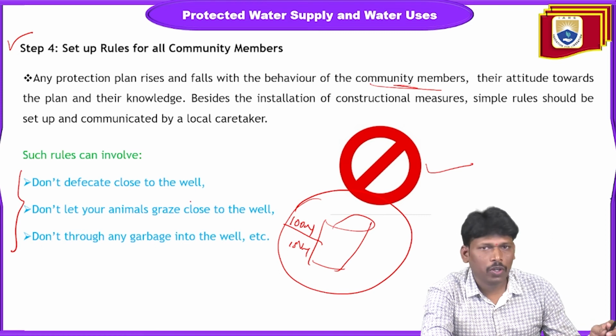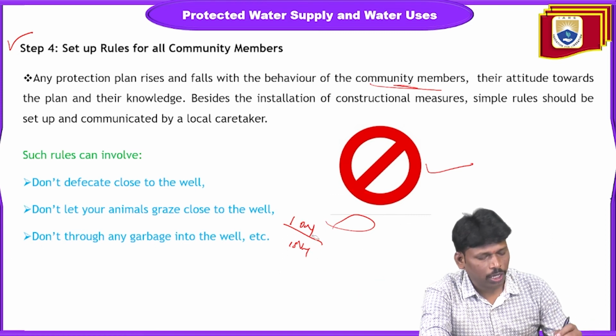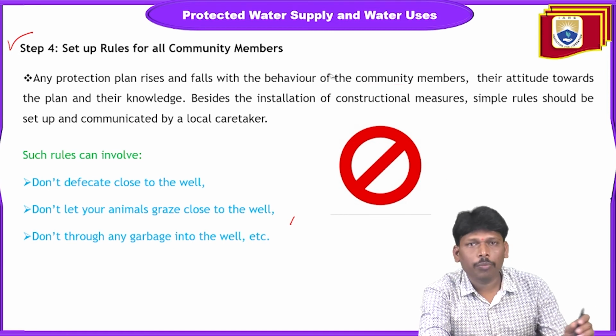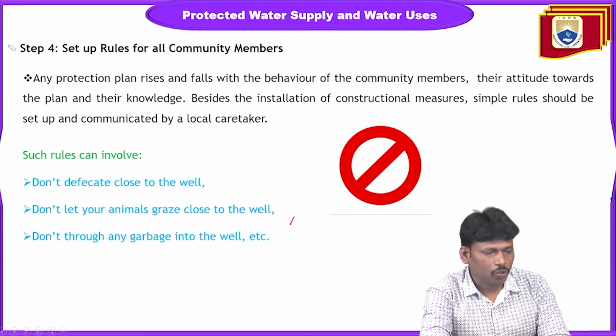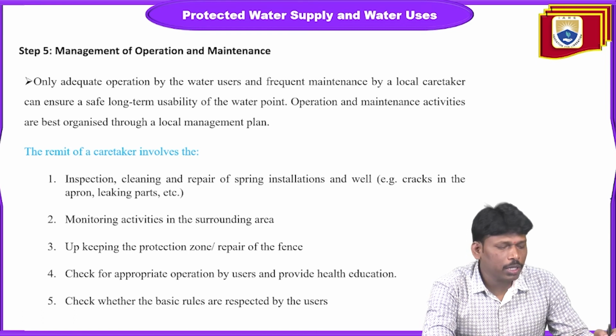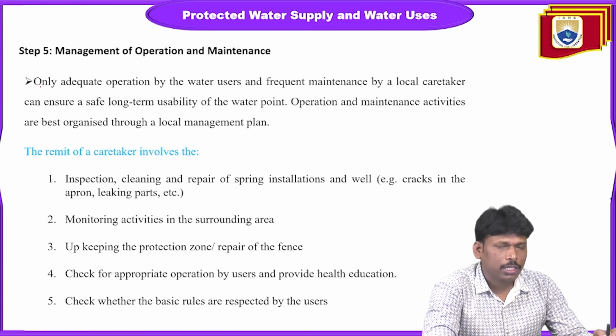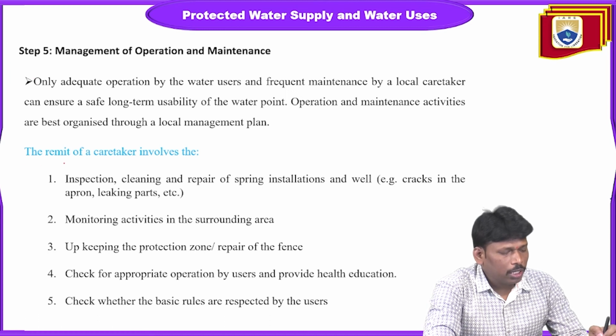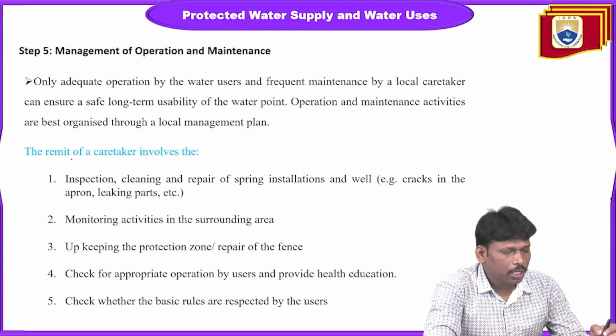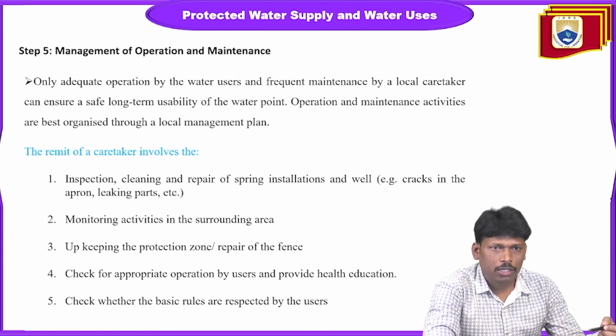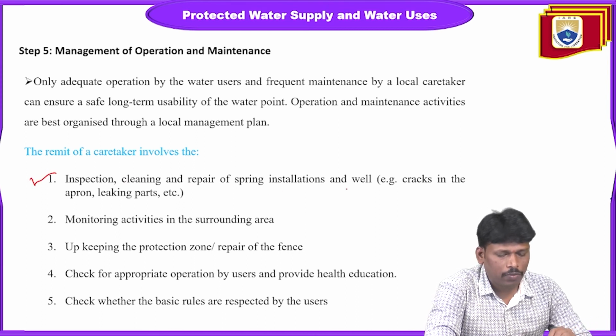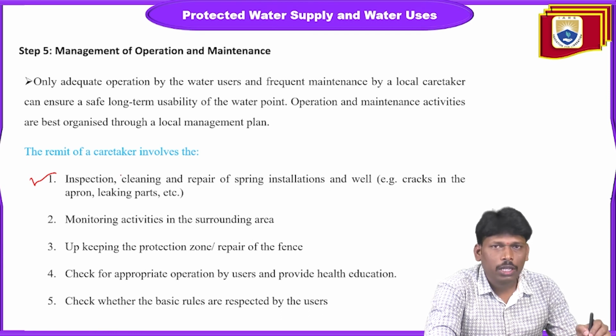So these are the various preventive measures. If you take them, then we can provide proper protection to our source. And then another step is management of operation as well as maintenance. Here the caretaker has to be involved in managing the various installation setups in order to take the proper preventive measures. That is, he has to do regular inspection, cleaning and repair of spring installations as well as wells. The caretaker must take care of this inspection and cleaning.